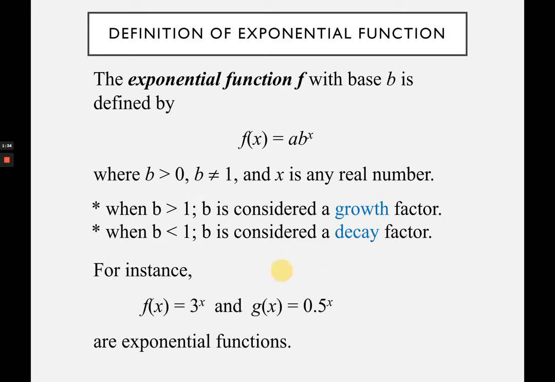Here is your example. f of x is equal to 3 raised to x, and another example function, g of x is equal to 0.5 raised to x. The first example is an example of a growth factor wherein b is greater than 1. The second example is an example of a decay factor where b is between 0 and 1. Either way, they are called exponential functions.